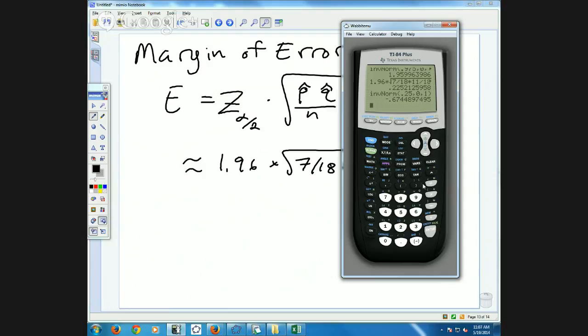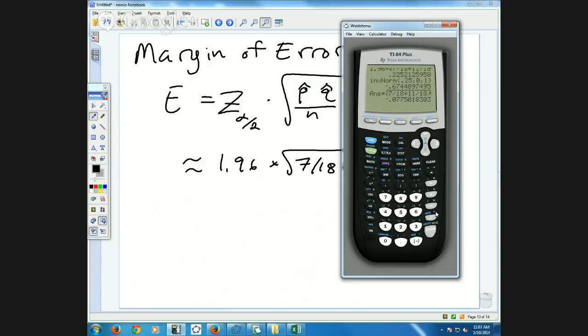Next I'm going to take that and multiply it by that crazy square root I just had and see what our margin of error is going to be. So 7 over 18 times 11 over 18. Did you see how by using fractions I didn't have to worry about rounding there? That's one way to minimize rounding error. You just got to be careful when you type it.